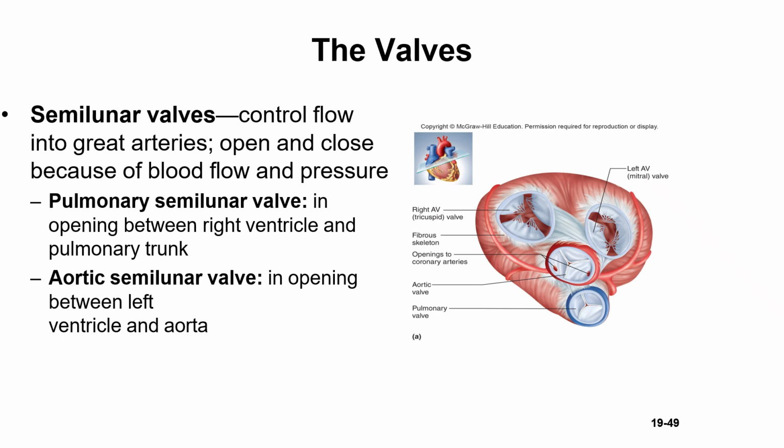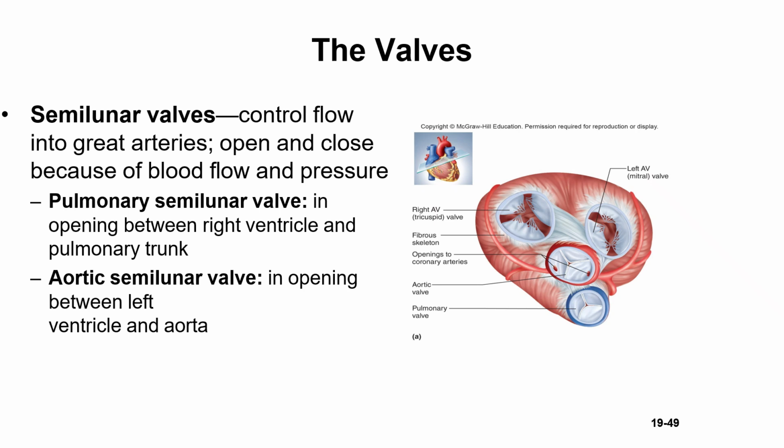Semilunar valves are going to control flow into our great arteries. They open and close because of blood flow and the pressure gradients that exist before and after the valve. The pulmonary semilunar valve is located in the opening between the right ventricle and the pulmonary trunk. And the aortic semilunar valve is located in the opening between the left ventricle and the aorta.